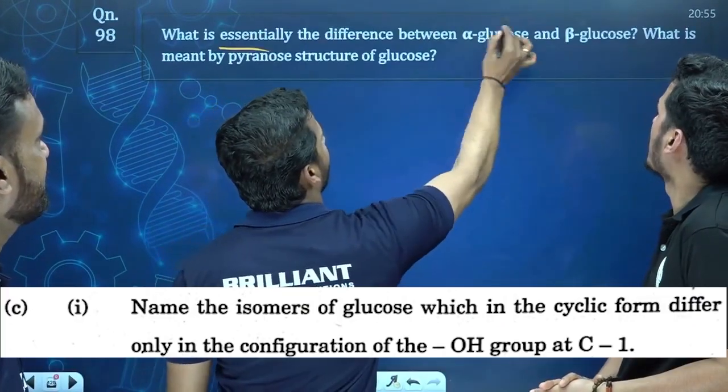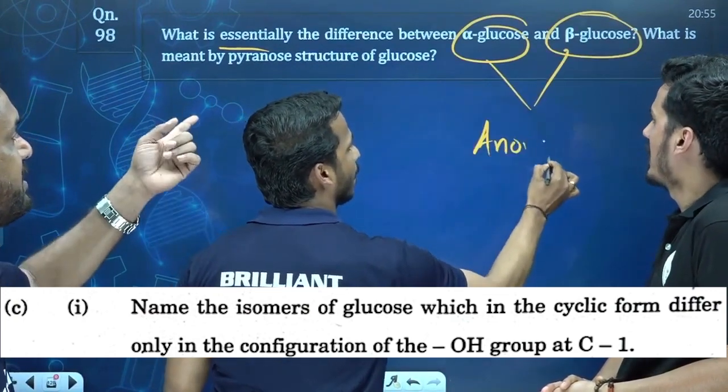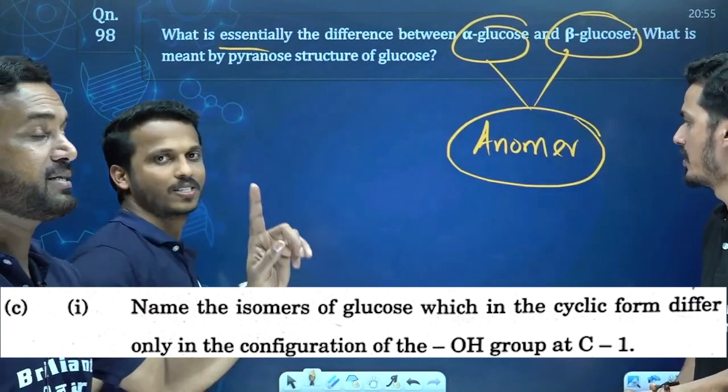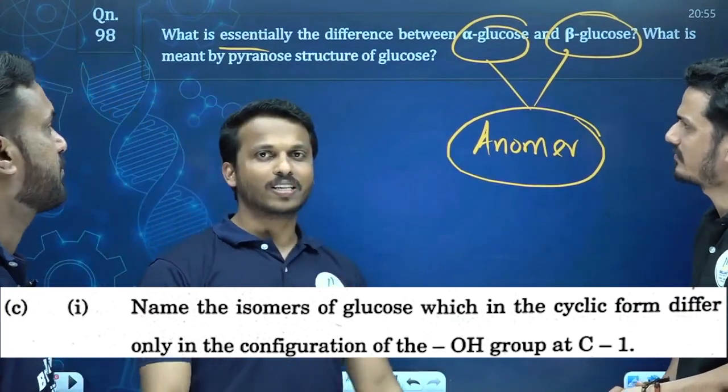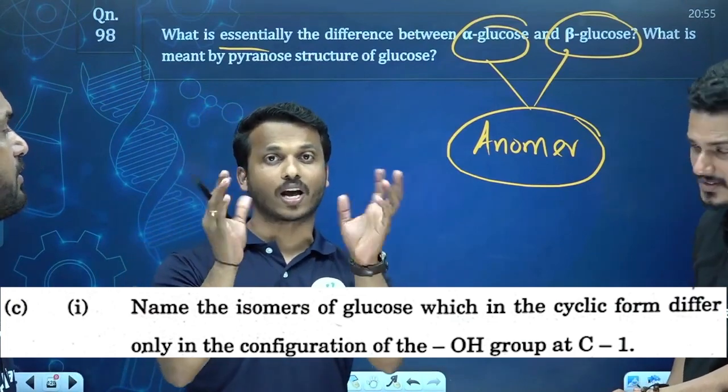Hydrocarbon. Difference between alpha D glucose and beta D glucose. What do we call these? We can say that they are anomers. Anomers are the isomers of carbohydrate where only one carbon's configuration is different.